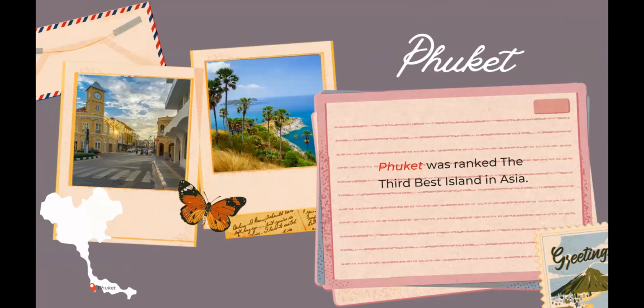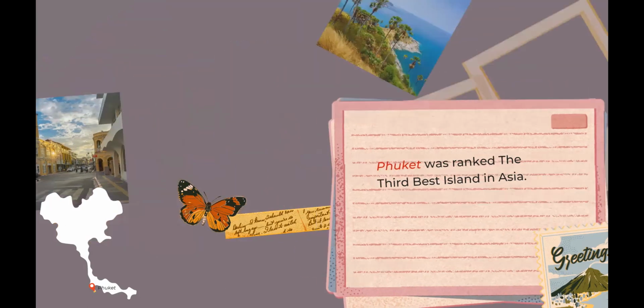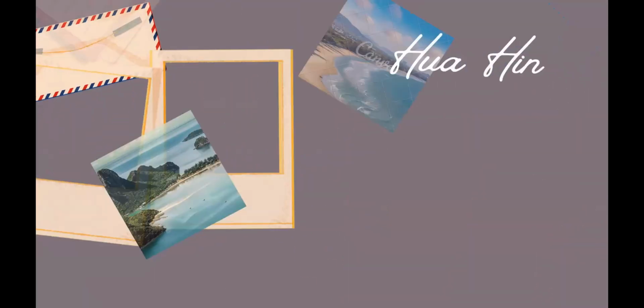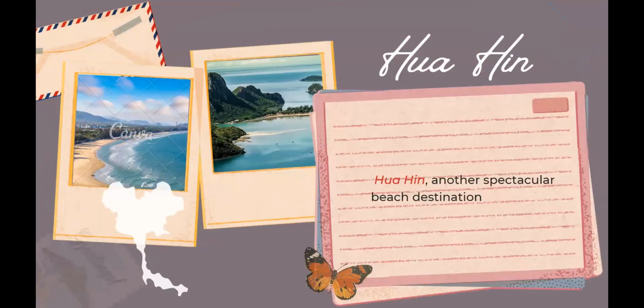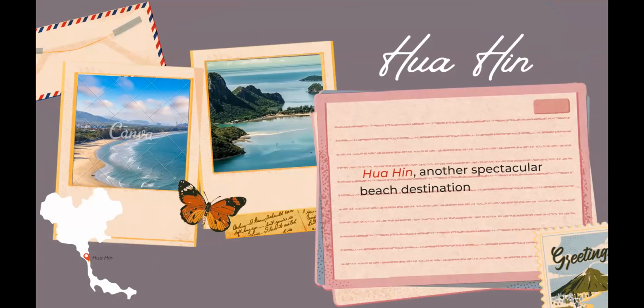Phuket. Phuket was ranked the 3rd best island in Asia. Phuket is one of the most popular islands in Thailand, filled with lively, cosmopolitan, and colorful activity. And the last province is Hua Hin. Within close traveling distance to Bangkok, it is another spectacular beach destination. Hua Hin is more serene and well preserved. Thank you.